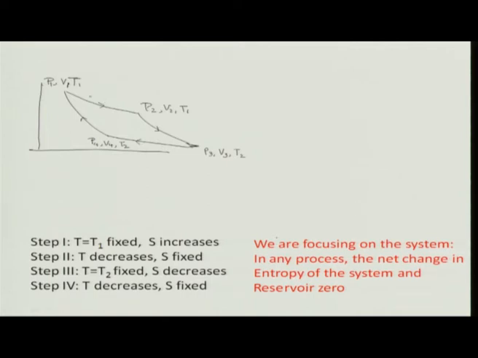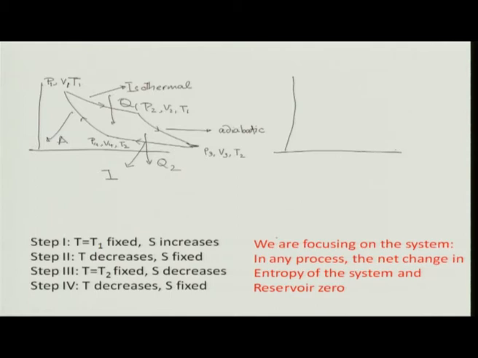So, this is my isothermal, this is my adiabatic, again isothermal, again adiabatic, heat absorbed Q1 and heat released is Q2. Now, we will draw the T-S diagram for this corresponding Carnot engine. We should proceed to draw the T-S diagram for this Carnot engine.